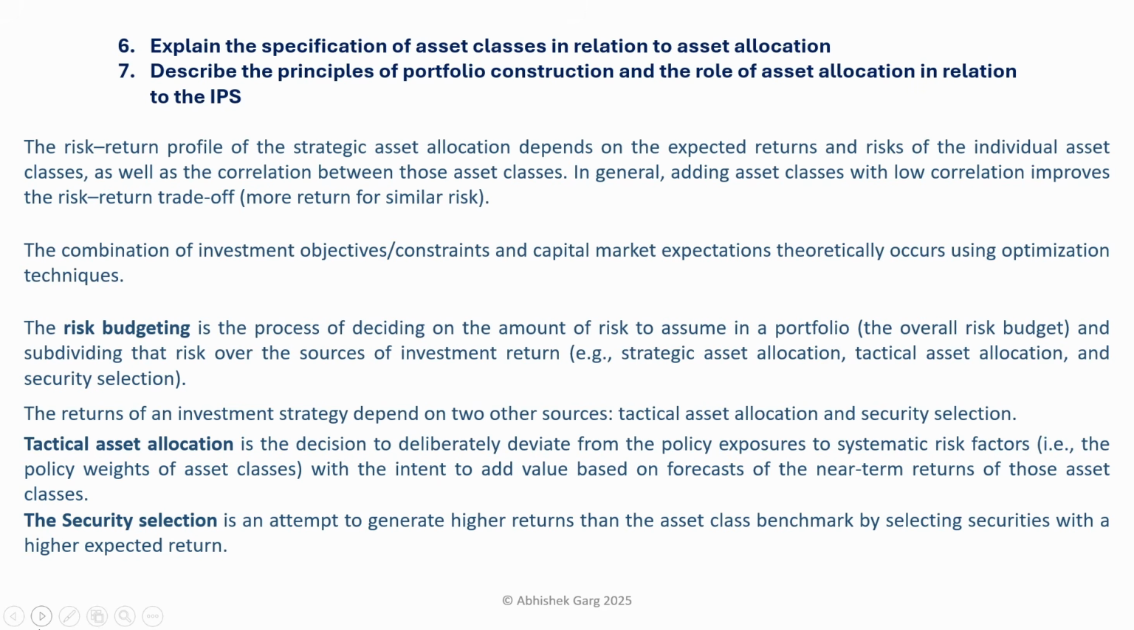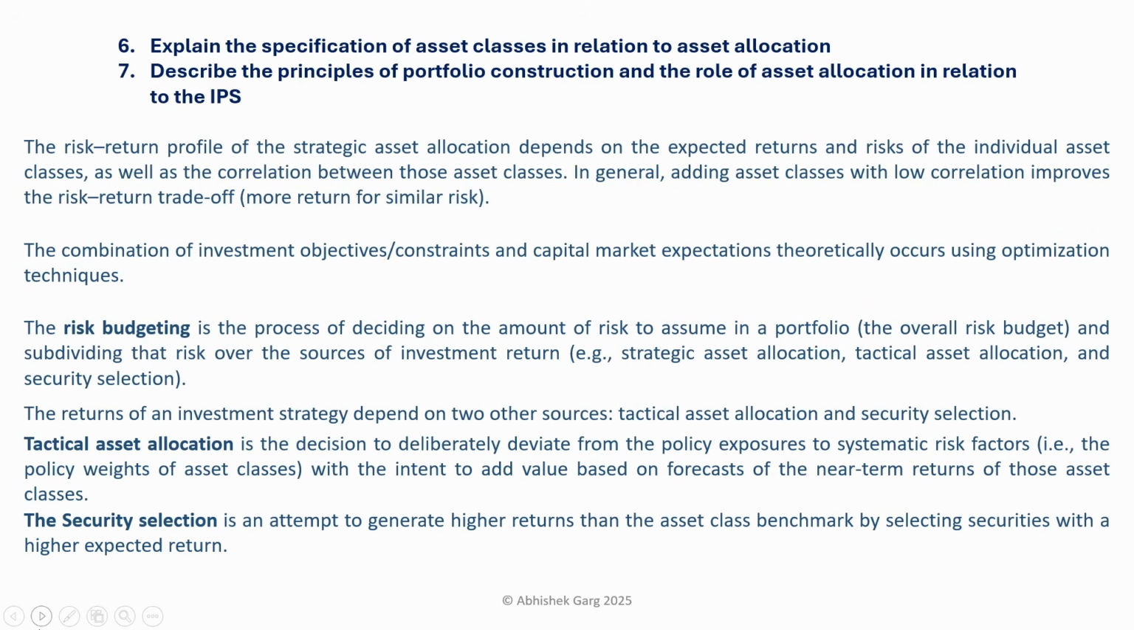So what I'll do in this case, I'll reduce the exposure to equities. Let's say I'll deviate the policy weight by 10%. I'll give 70% weightage to equities and 30% weightage to debt. But this is only for the short term period. This is just a deviation that I have deliberately made depending upon my forecast of the near term returns of these two asset classes. That is your tactical asset allocation.